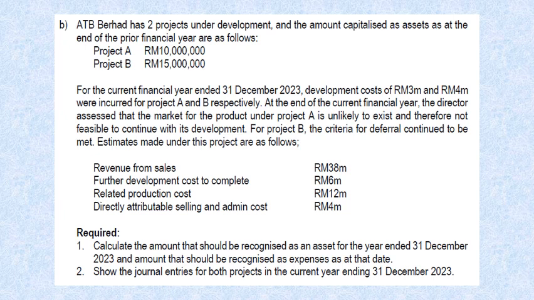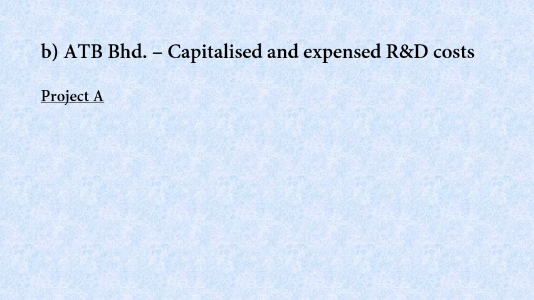Before we go on with the question, please note that for both projects, ATB Berhad has capitalized costs incurred in the year before the current year. This can only mean that ATB Berhad believes that at the end of the prior year, both projects had fulfilled the 6 recognition criteria. Let us now analyze each project separately.